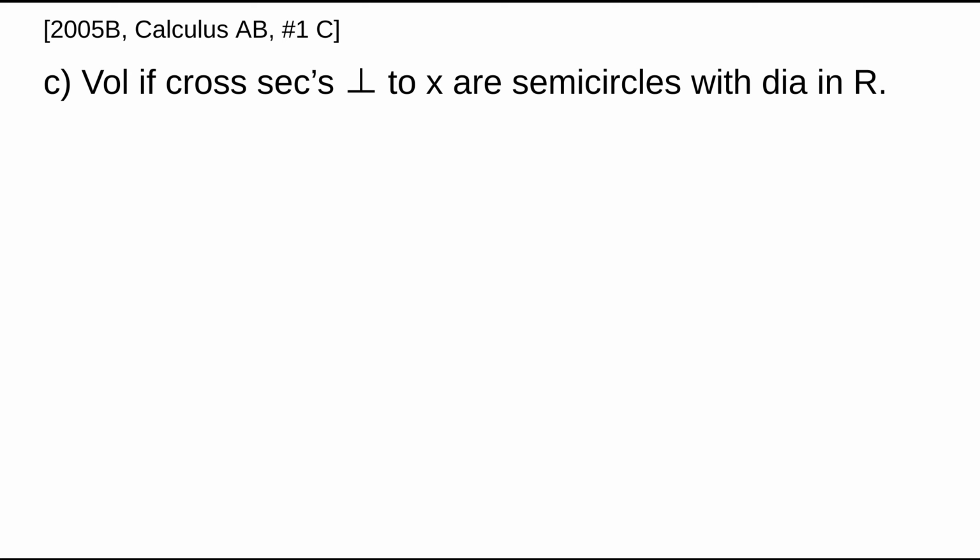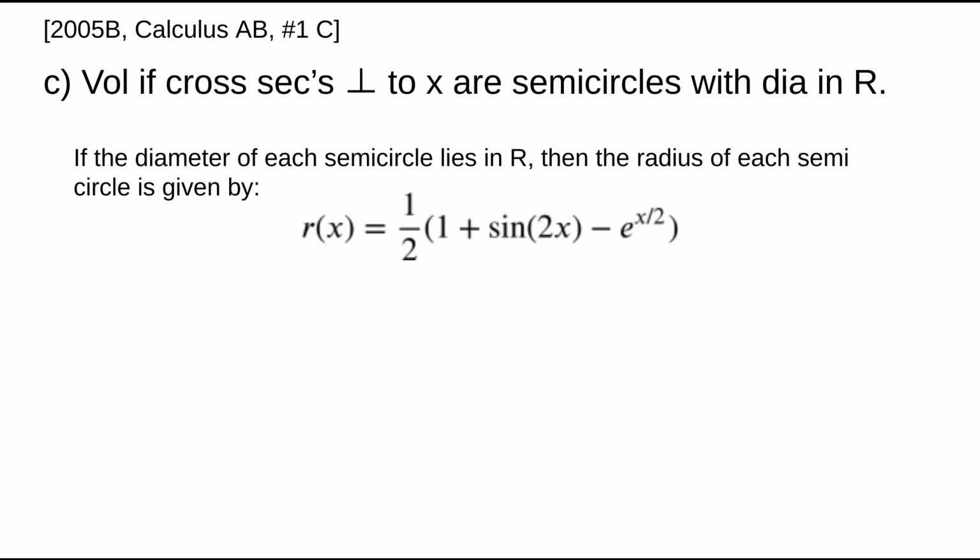In part C of the question, we are asked to find the volume of the solid if the cross sections perpendicular to x are semicircles with the diameter in the region R. All right, so this one's a little tricky because semicircles, diameters in R, area of a circle, we typically think radius. So we have to define or somehow figure out our radius. Well, our radius is going to be 1/2 the diameter.